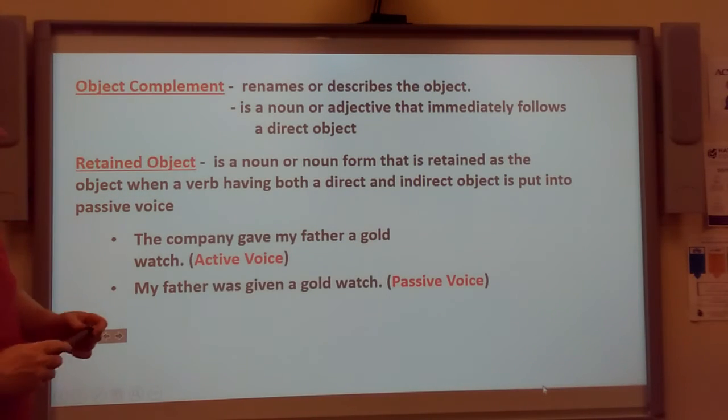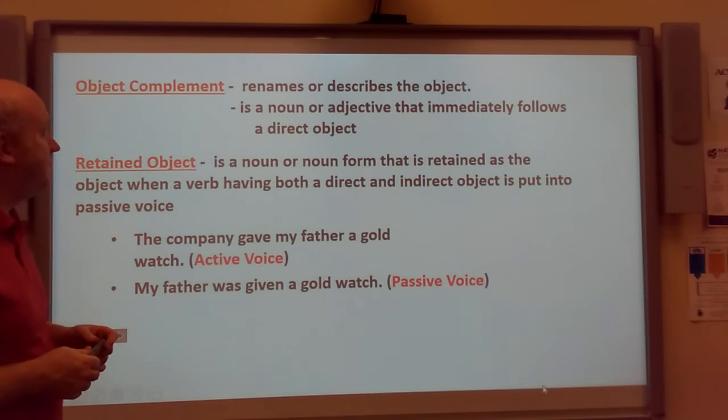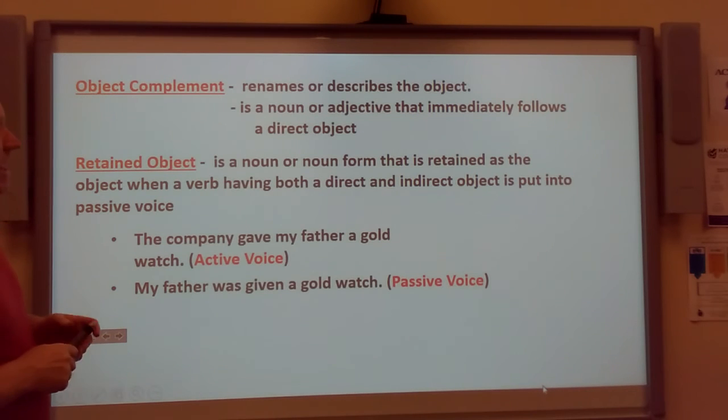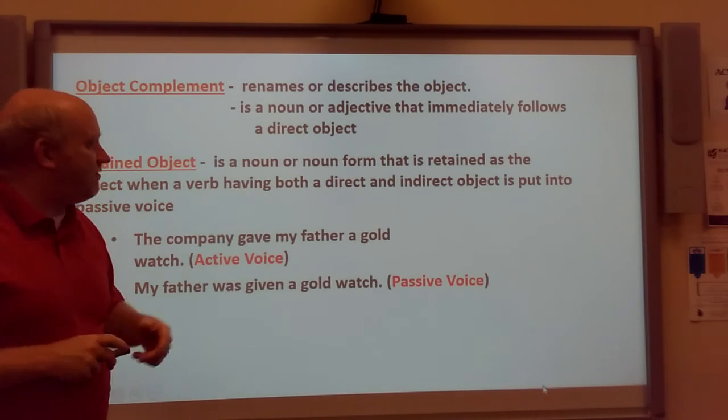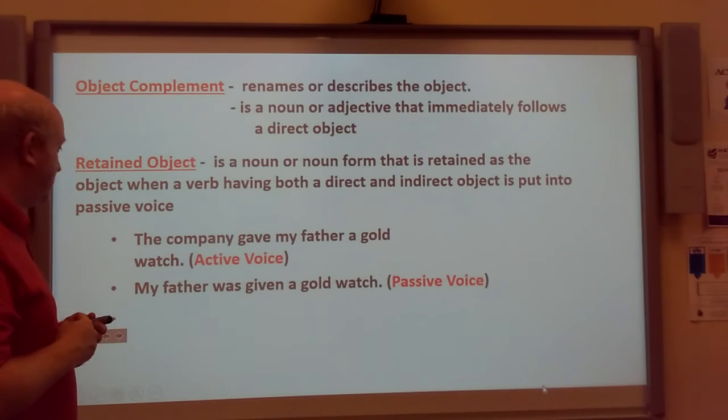Object complement renames or describes the object, is a noun or adjective that immediately follows a direct object. Retained object is a noun or noun form that is retained as the object when a verb having both a direct and indirect object is put into passive voice.